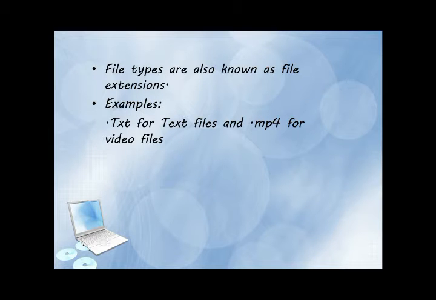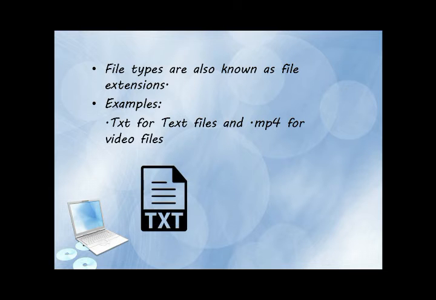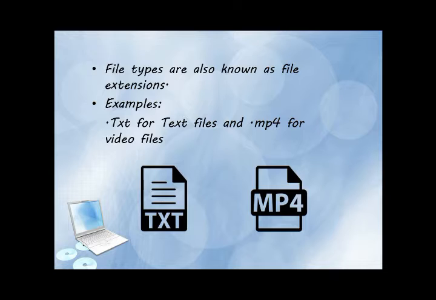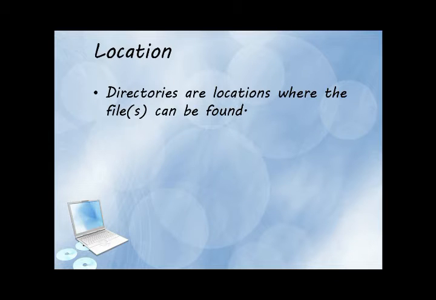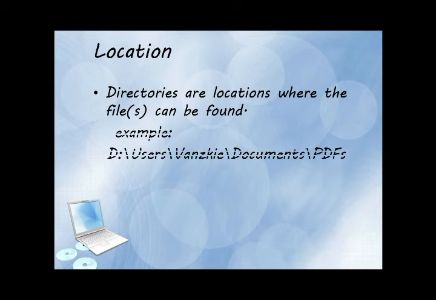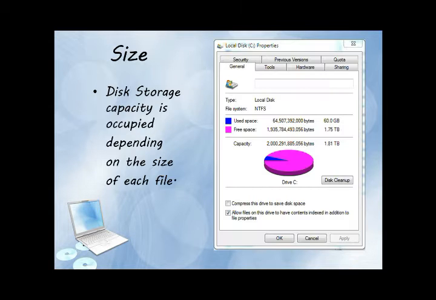File types are also known as file extensions. Examples of these are .txt for text files and .mp4 for video files. Directories are locations where the files can be found. An example of it is shown below. Storage capacity is occupied depending on the size of each file. An example here is shown on the right, where the blue piece indicates the used space on the disk and the magenta piece is the free space of the disk.